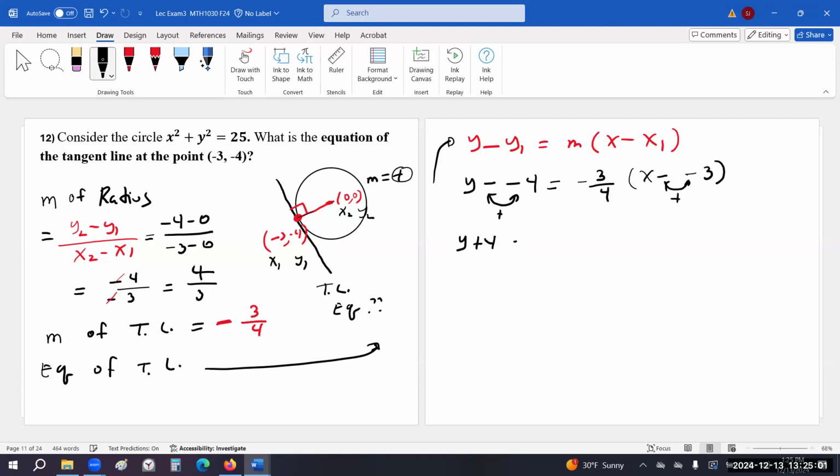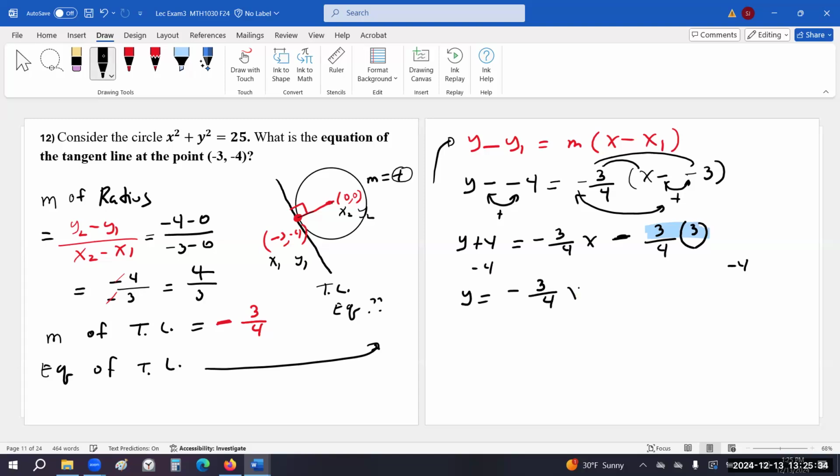We have y plus 4, and we can distribute that. We get -3/4 x. Negative and positive turns into negative. 3/4 of 3 gives us 9/4. It's 3/4 of 3, so we multiply the top only, it becomes 9. So subtract 4, we get y equals -3/4 of x minus 9/4 minus 4.